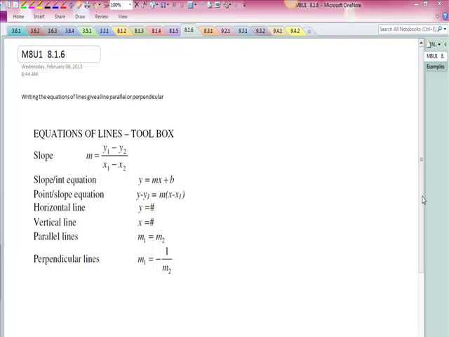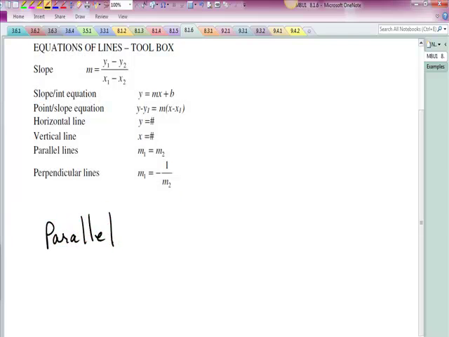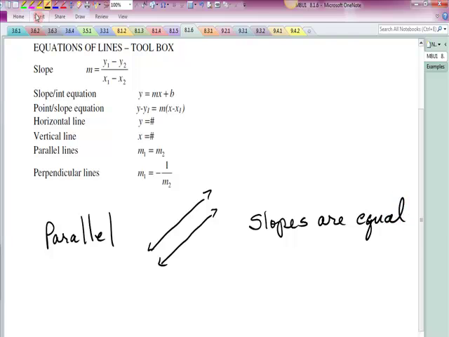In this lesson, we're going to focus on equations of lines that are parallel or perpendicular. Now, parallel lines are lines that have the same inclination. And because they have the same inclination or slant, the slopes are equal. In your toolbox, for parallel lines, m1, which is the slope of the first line, is equal to m2, which is the slope of the second line.